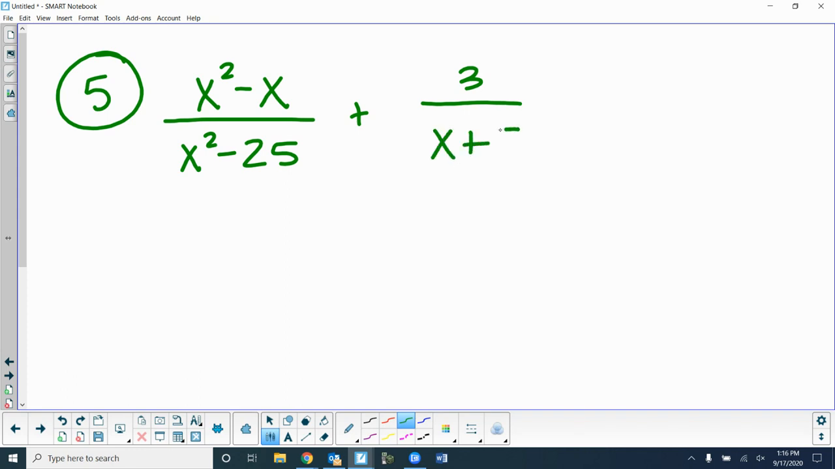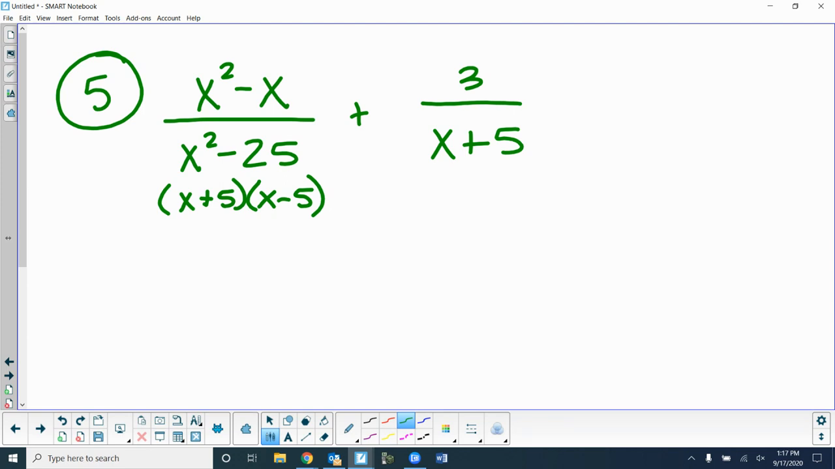So, even though it's possible to factor that numerator, do not do it. It's not going to help you get your common denominator, right? Just concentrate on factoring this one. Difference of squares, square root of x squared is x. Square root of 25 is 5. So x plus 5, x minus 5.